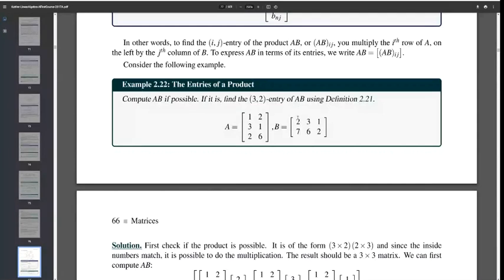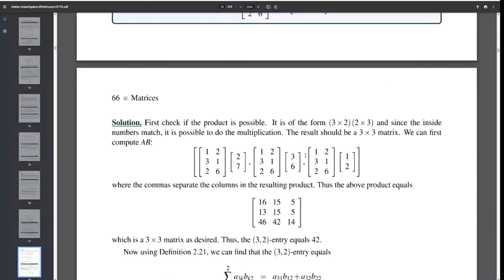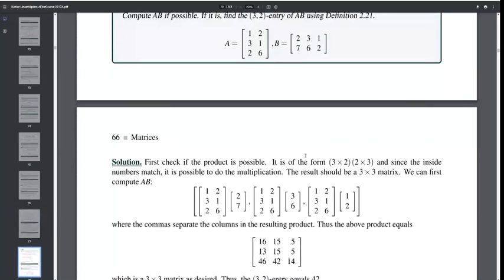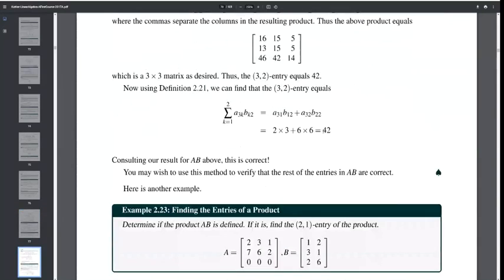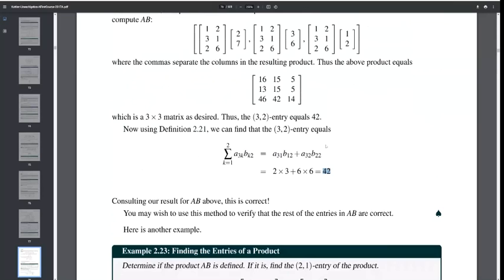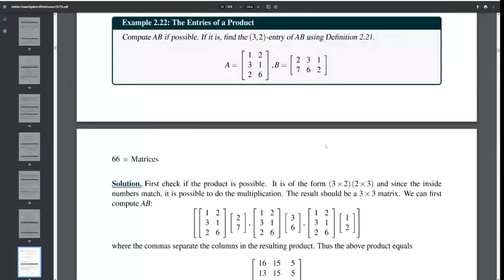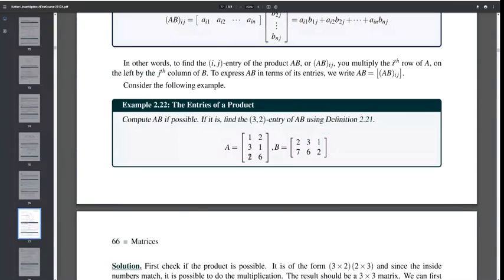Okay, and now I'm not sure where the book is doing it. So here it's a very long solution, but you see the answer is 42, right? The answer is 42. We take only, so I just focus only on the third row in A and the second column in B.